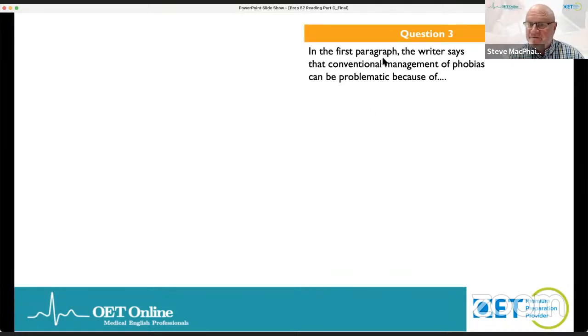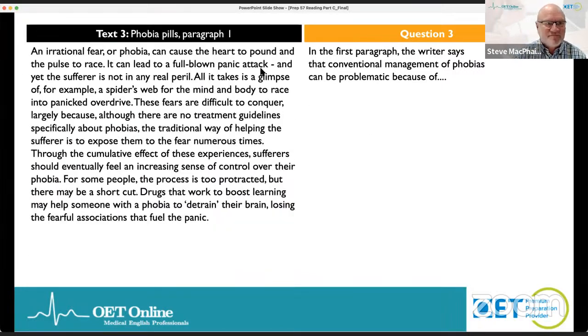In the first paragraph, the writer says that conventional management of phobias can be problematic because, right? So conventional management of phobias can be problematic. Why is something a problem? There's some problem, and we have to find a reason. And this is what the writer says. Let's read it together, everyone.